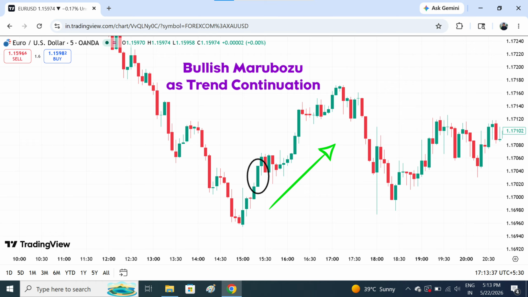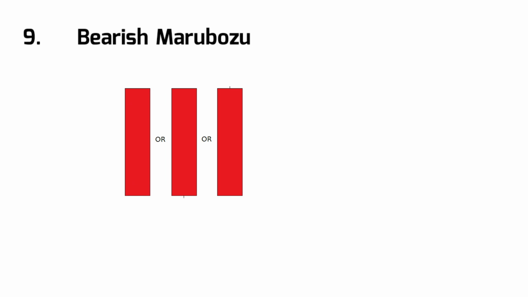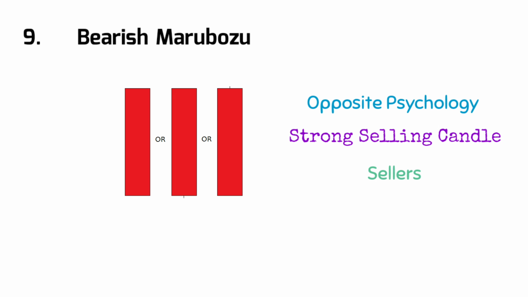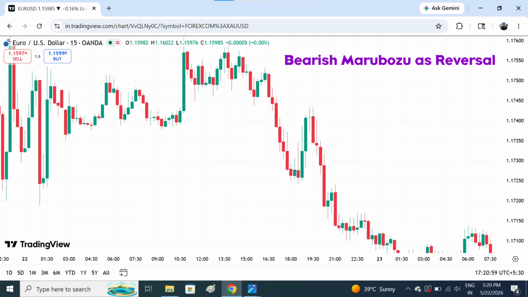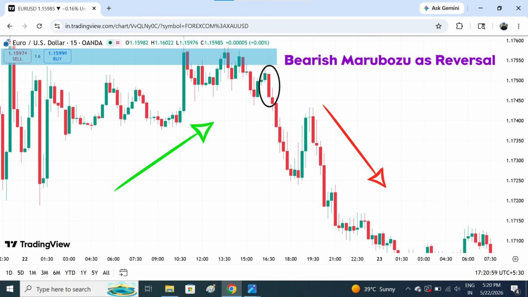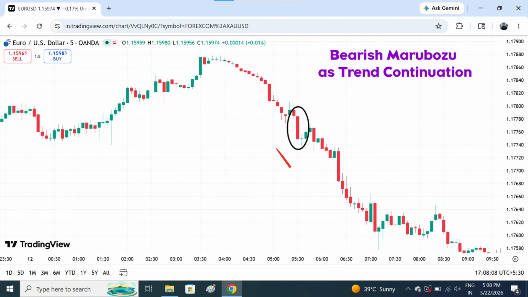Now, because this candle is a bit large, the stop loss here is also a bit big. Now let's talk about bearish marubozu. It shows the exact opposite psychology of a bullish marubozu. This is a strong selling candle, and here sellers are controlling the price. Similarly, here too, if a bearish marubozu forms near resistance after an uptrend, it signals a reversal, and if it forms in the middle of a downtrend, it signals a trend continuation.